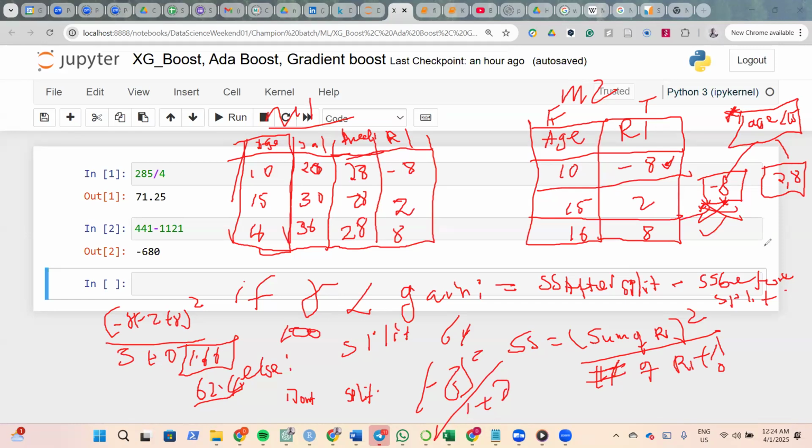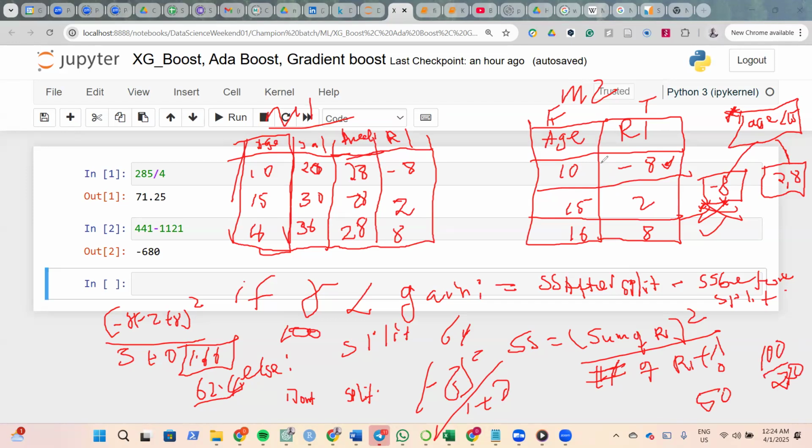Now let's calculate the similarity score on this other branch. To calculate the similarity score on this other branch, similarity score after split here will be 2 plus 8. That gives me 10. 10 squared is 100. So I'm going to have 100 divided by 2, because the number of residual is 2. 2 plus 0, my value of gamma is 0. So I'm going to have 50. So my similarity score after split on this branch is 50.